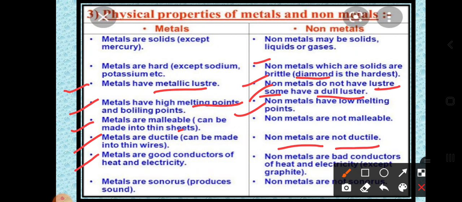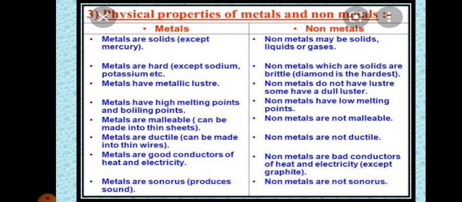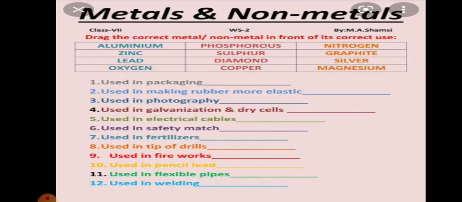Metals are good conductors of heat and electricity, whereas non-metals are bad conductors of heat and electricity, but except graphite, all the non-metals are bad conductors of electricity. Metals are sonorous, but non-metals are not sonorous. So dear students, these are some important points for differentiating between the metals and the non-metals.